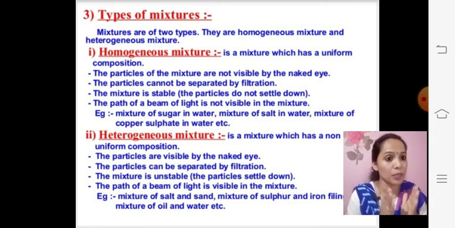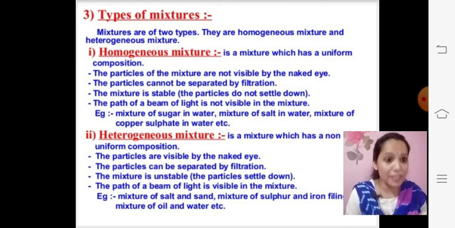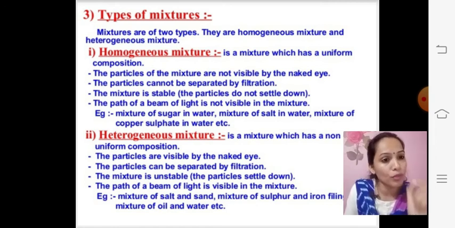Therefore, it is said to be stable. They do not settle. So, you saw in the first example that the path of the beam of light is not visible in the case of salt solutions. So, in a homogeneous mixture, they do not scatter light because of the size of the particle. The size of the particle in a homogeneous solution is very, very small. It is said to be less than 1 nanometer.